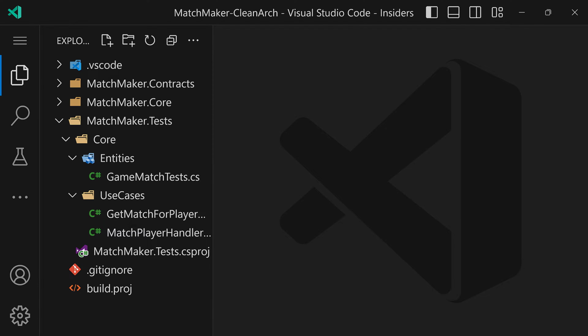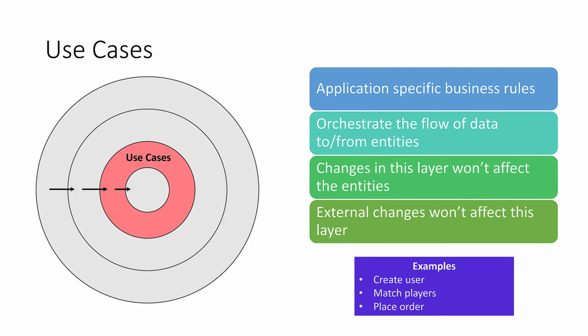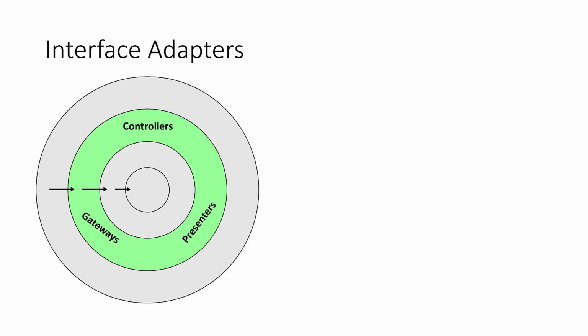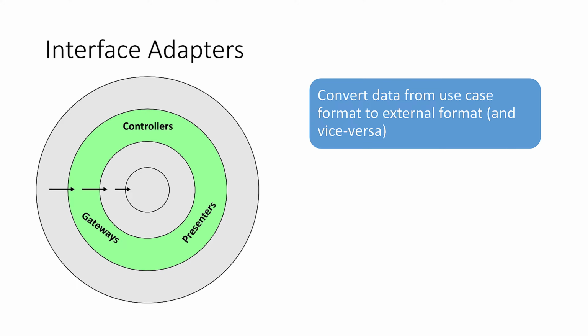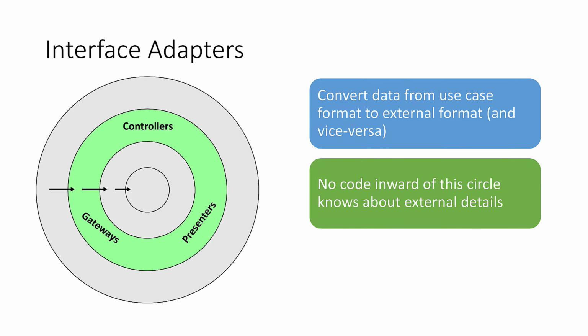So it is time to go back over here, and then we can move on into what we know as interface adapters. These interface adapters are the ones that convert data from use case format into external format, right? And vice versa. And no code inward of these circles knows really anything about external circles.